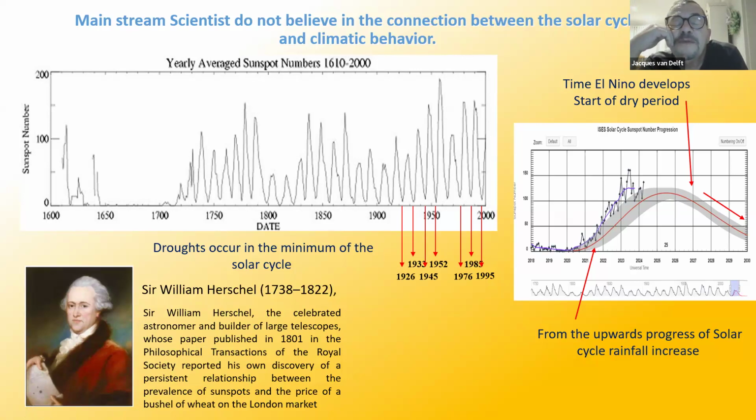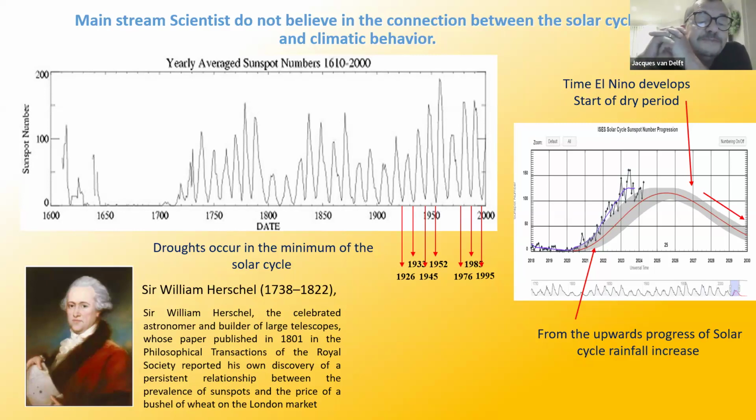It influences the climate in South Africa in such a way that, especially in summertime, you get an increase of rainfall figures. And when we are at the solar minimum, it doesn't rain that much. We've got a drought.